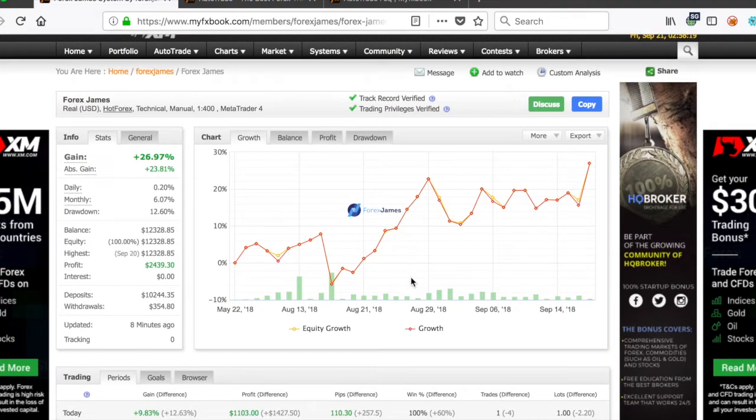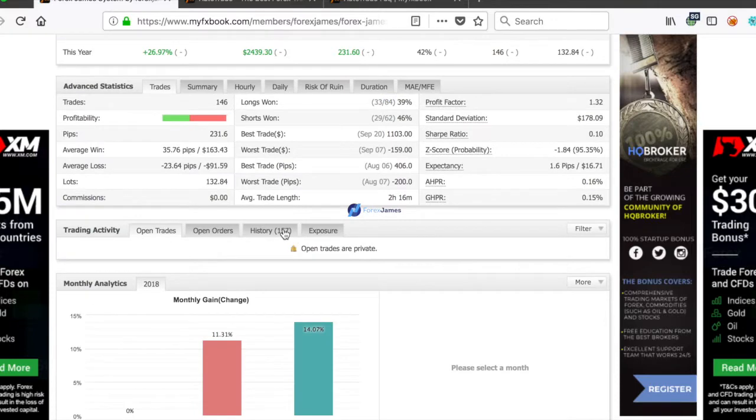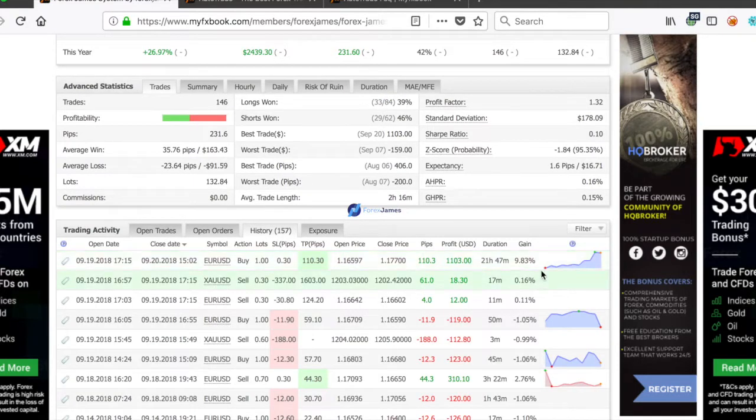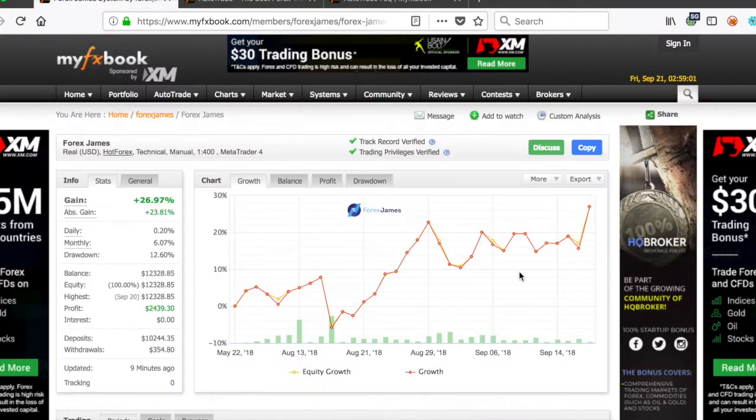This is a verified myfxbook account, and it was a long trade on the euro dollar which I had just closed a couple hours ago. I made 110 pips and close to a 10% gain, and the trade lasted for about 22 hours. Okay, one standard lot on the euro dollar. Okay, let's now jump to the charts and I'm going to show you how and why I took this trade.